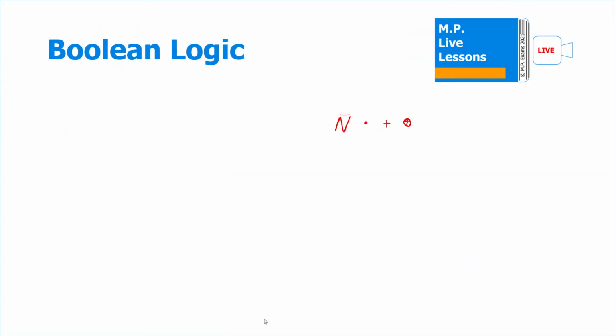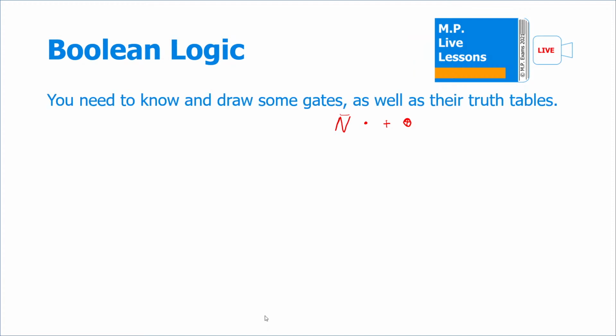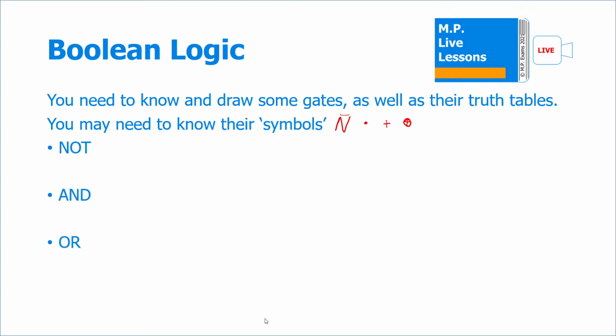Now next, we need to know about Boolean logic. So you may need to know and draw some gates as well as the truth tables. You need to know their symbols as well, because you could have expressions perhaps. So the four you need to know are these.